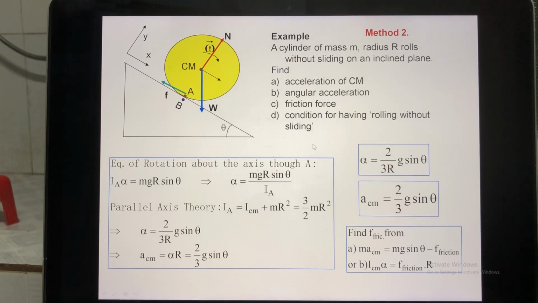And here the example for the second method, so you do it yourself. Okay, thank you for listening.